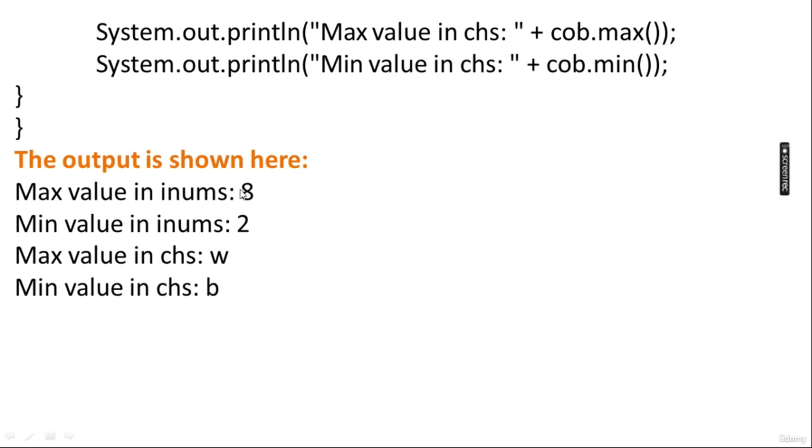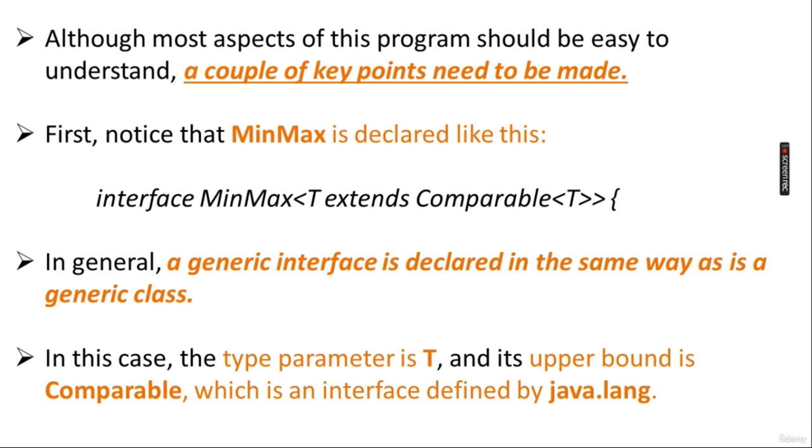Output: max value in inums array is 8, min value in inums array is 2. Max value in chs is w, as per the ASCII values, that is, w is the last and b is the minimum in A, B, C, D to Z. Although most aspects of this program should be easy to understand, some key points we will see.